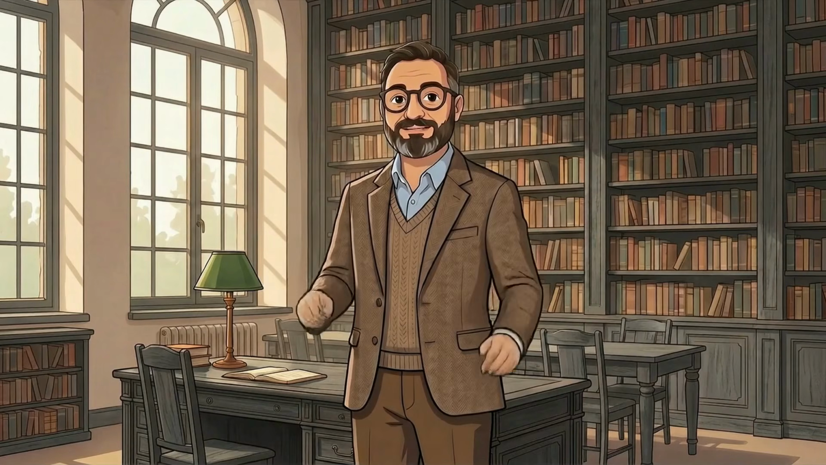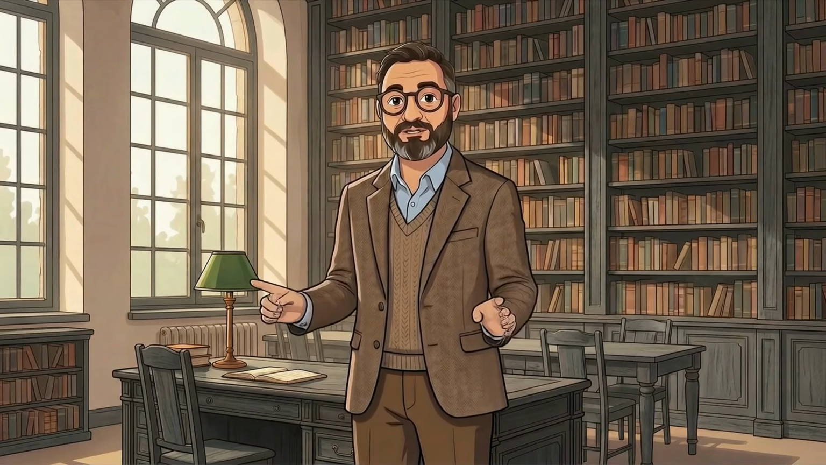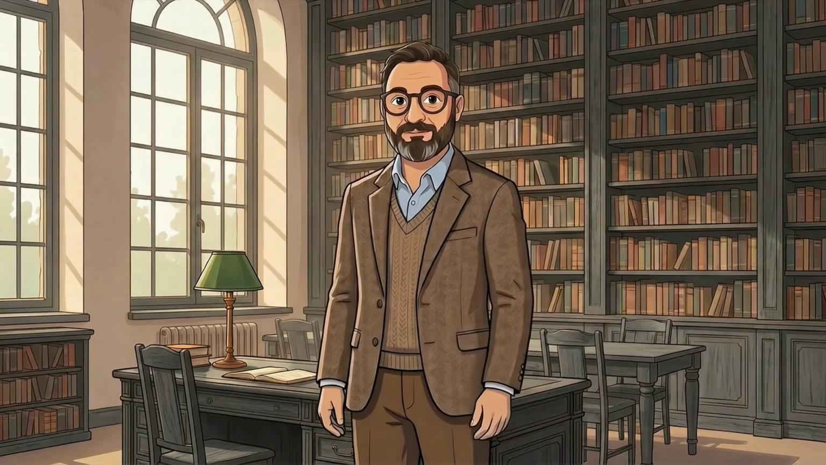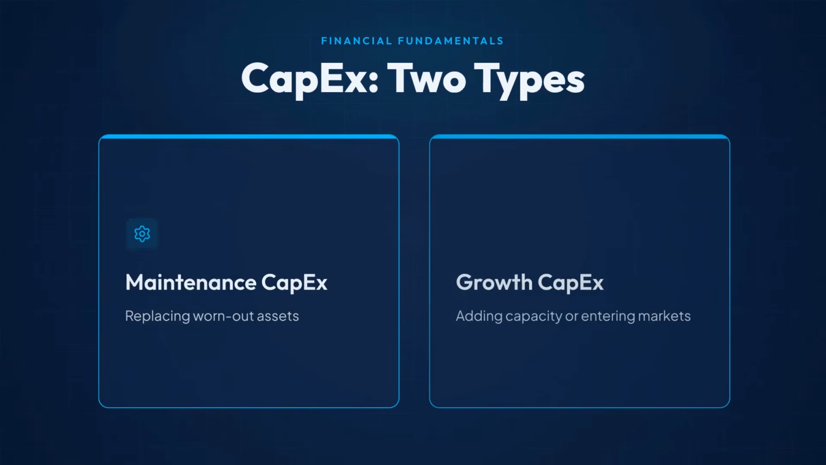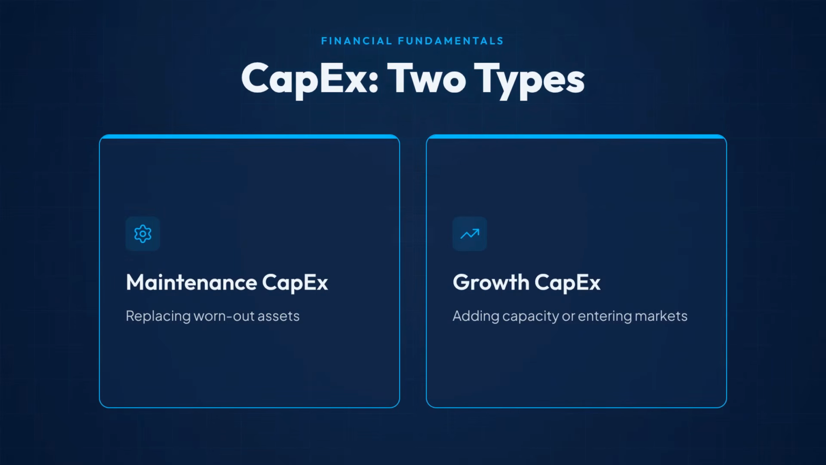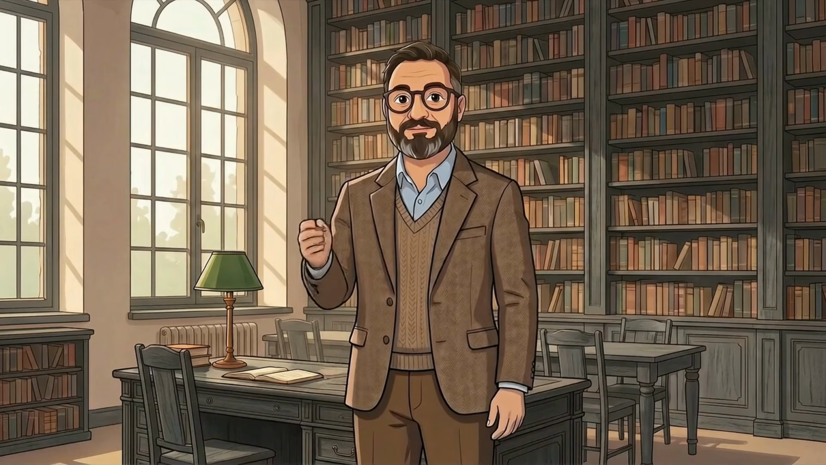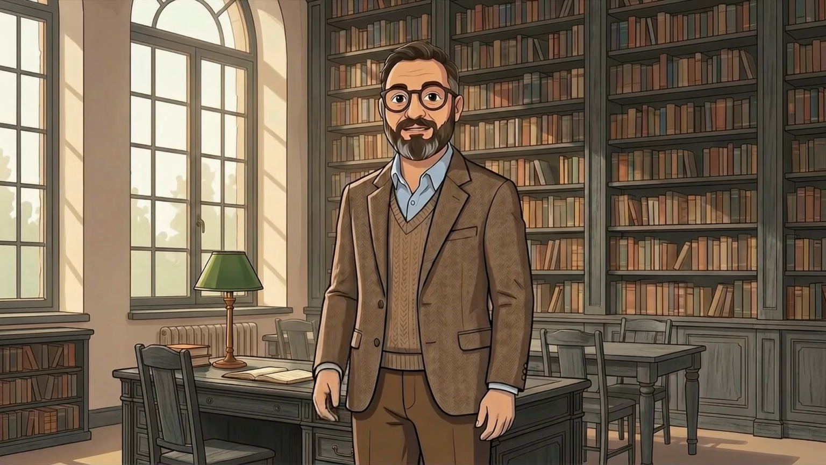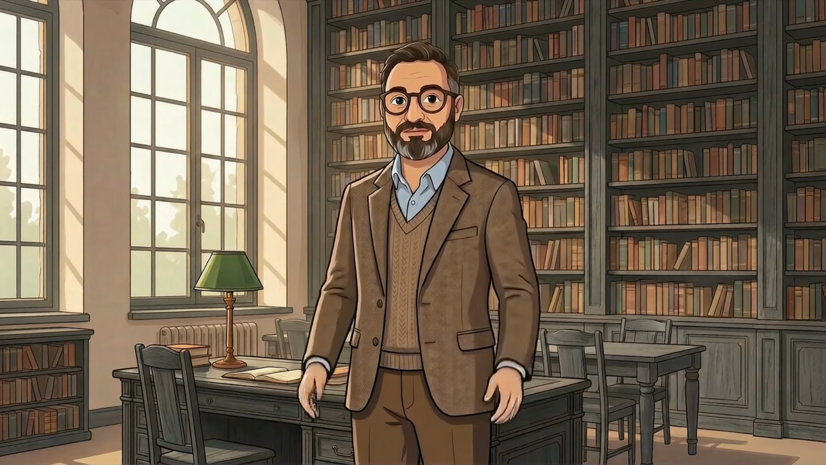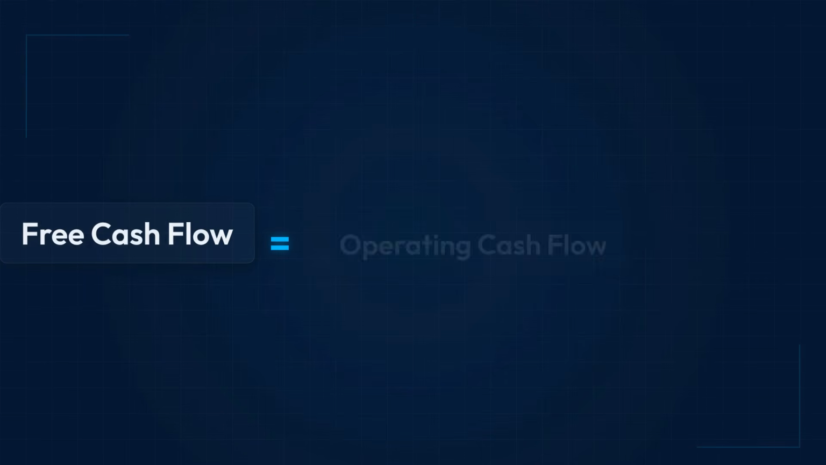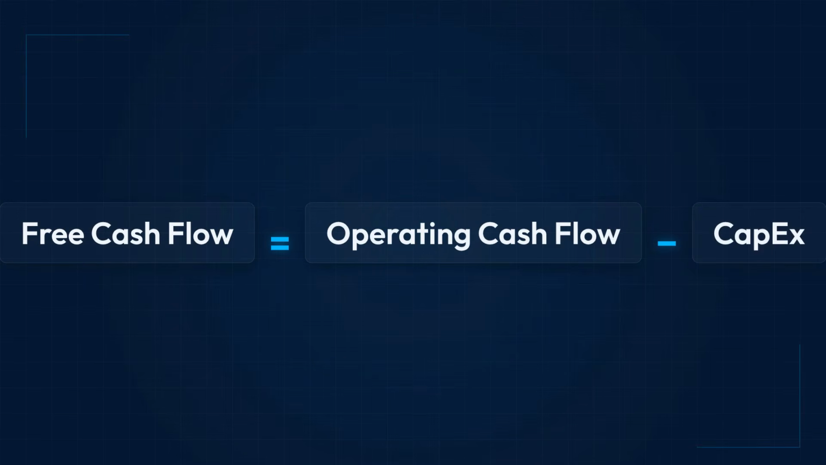The most common investing outflow is capital expenditures, or capital expenditure. We split this into two types. Maintenance capital expenditure preserves current operations, while growth capital expenditure aims to enter new markets. Capital expenditure is also the key to calculating free cash flow, the cash left over after all necessary investments. The formula is simple. Free cash flow equals operating cash flow minus capital expenditure. It's a critical figure for investors.